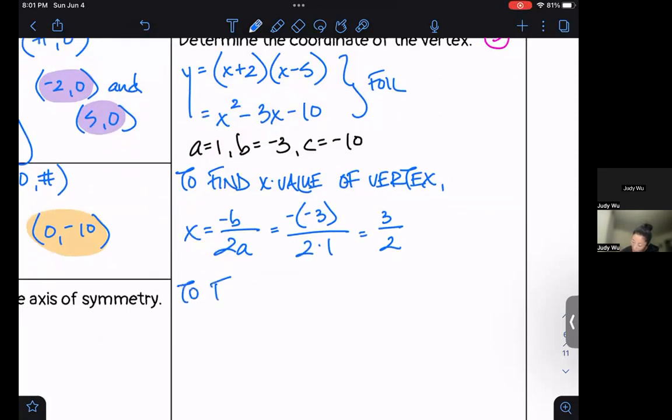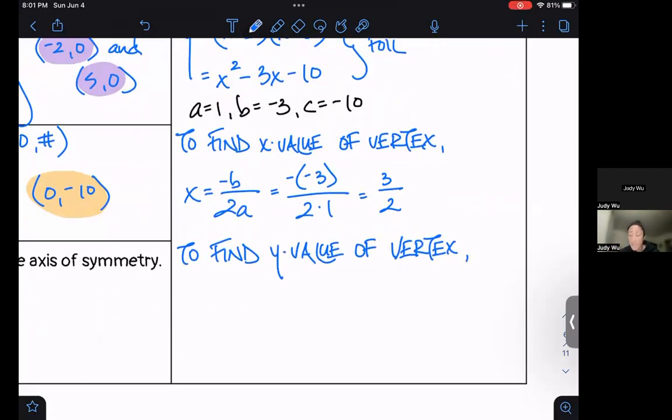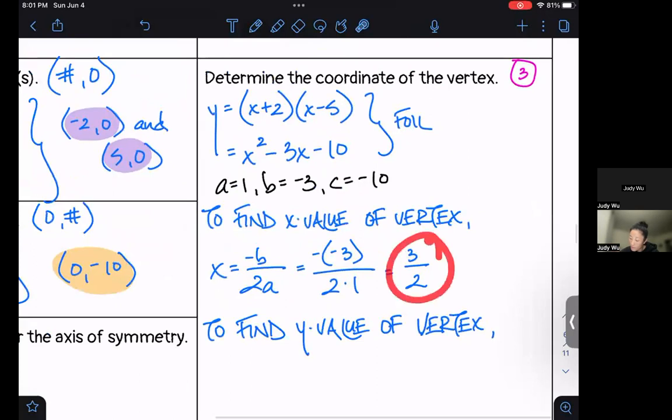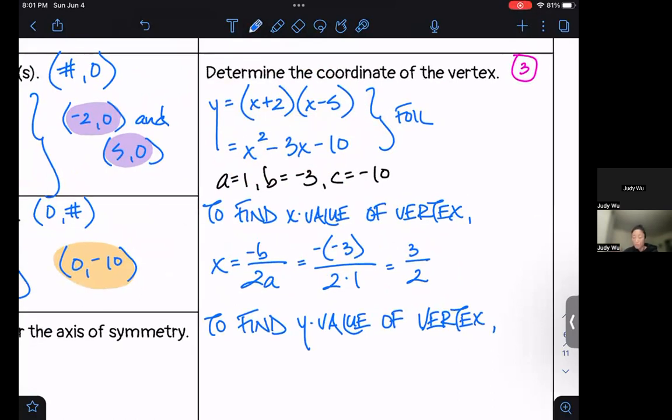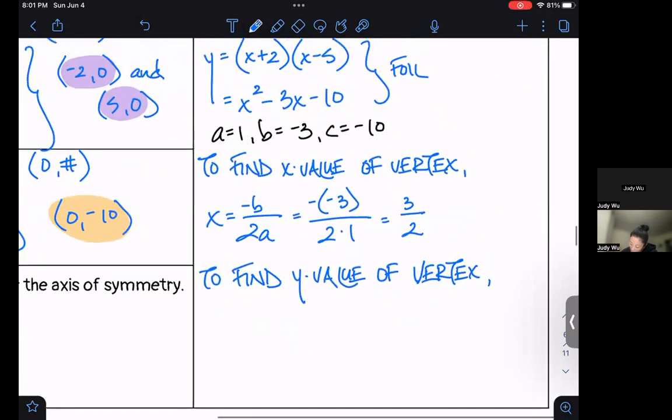Now, to find the y value of the vertex, we take this x that we just found and plug it into the formula. And it doesn't matter if you plug it into the original or the FOILed out one. I'm going to go ahead and plug it into the original one. And let's see what we get.